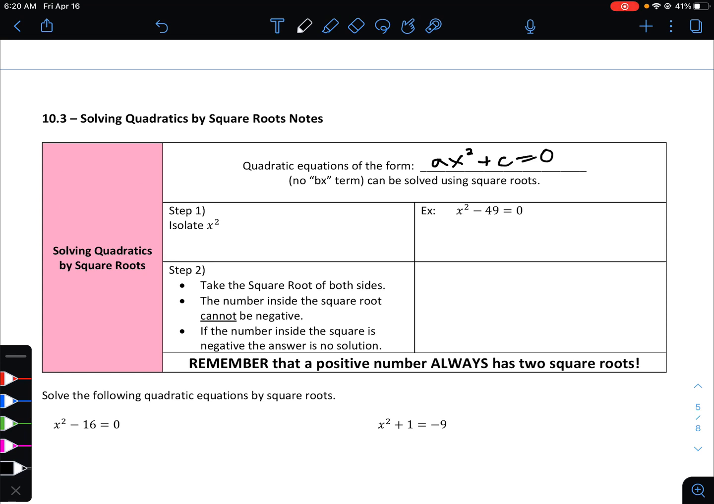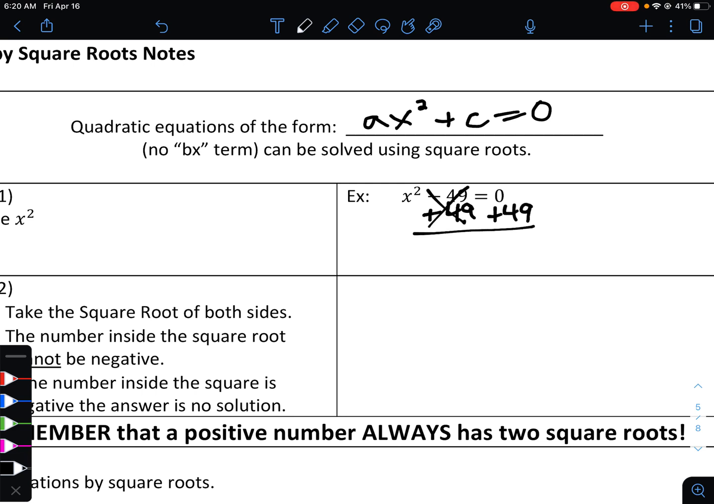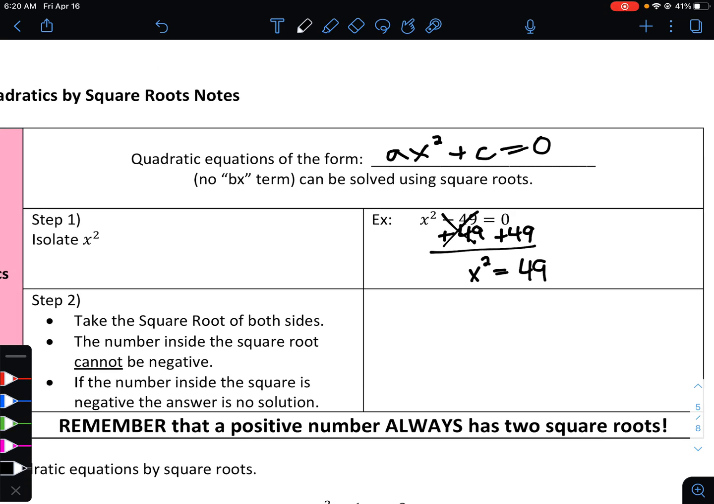So step 1 is you're going to isolate x squared. In other words, get x squared by itself. For example, if you had x squared minus 49 equals 0, then add 49 to both sides, and that will give you x squared is equal to 49. So then step 2, we're going to take the square root of both sides of the equation. So that would be the square root of x squared is equal to the square root of 49.